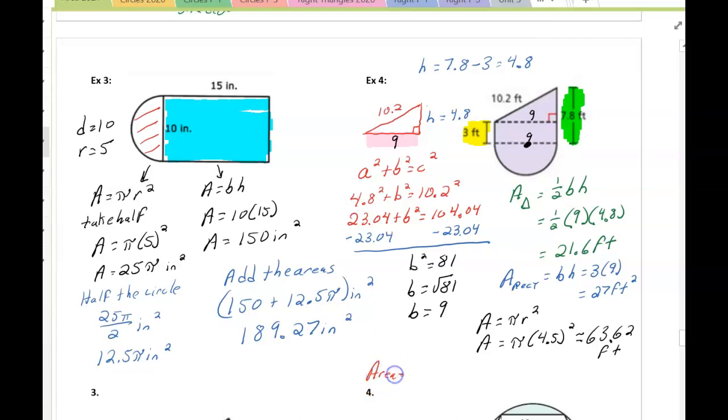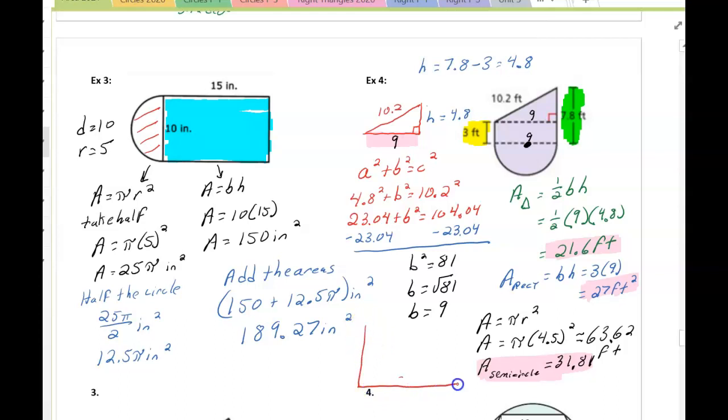So then the area is going to be adding up all those different shapes, the triangle, the rectangle, and the semicircle. And I did forget to divide the semicircle by 2. So the area of the semicircle is half of 63.62. So when I divide that by 2, I get 31.81. So the area of the semicircle, I'm going to highlight that in pink. We have the area of the rectangle, I'm going to highlight that in pink, and then the area of the triangle.